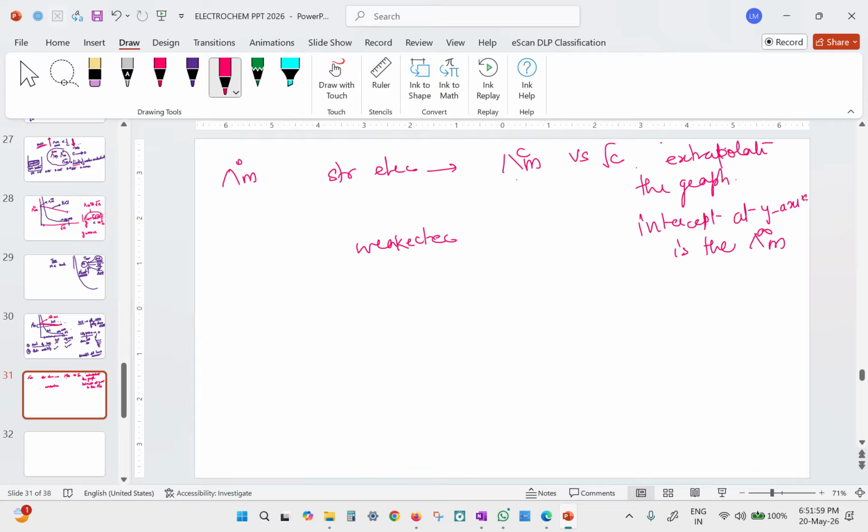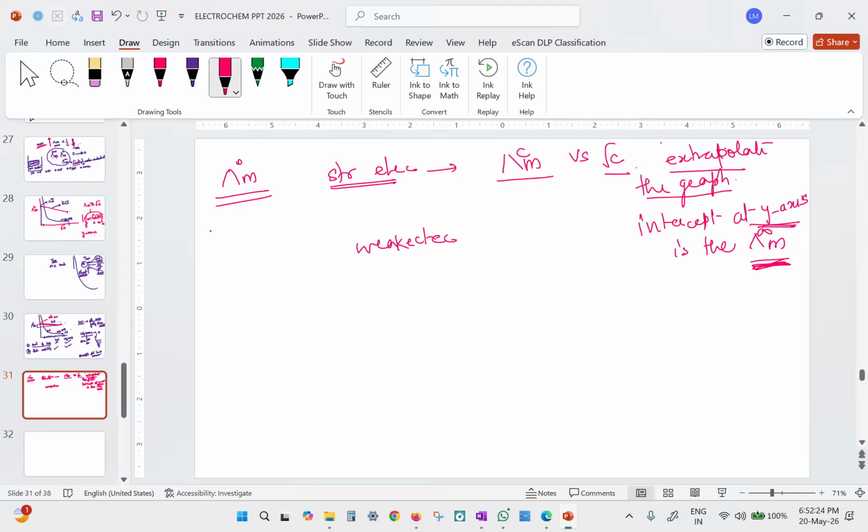Are we able to understand this? How do we determine lambda m infinity for a strong electrolyte? By plotting lambda m versus square root of c and extrapolating the graph, looking for where it intercepts the y-axis. The intercept at the y-axis becomes lambda m infinity. Are we clear?